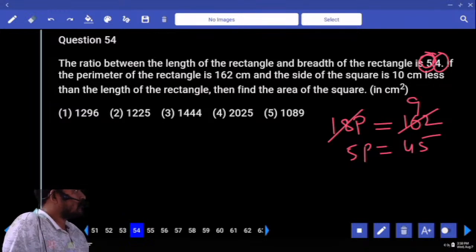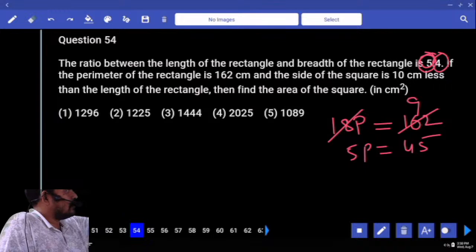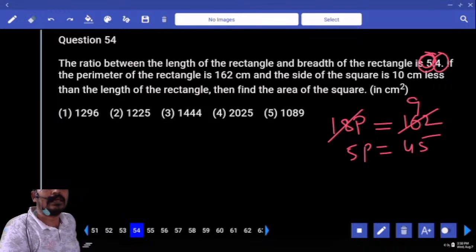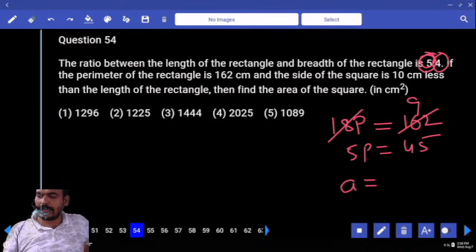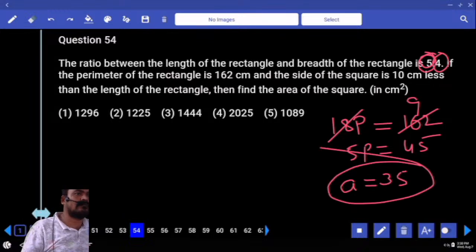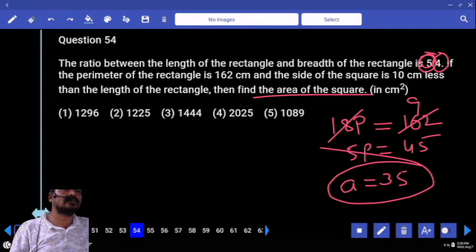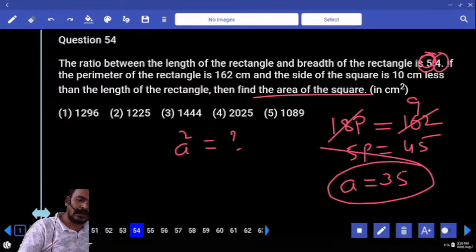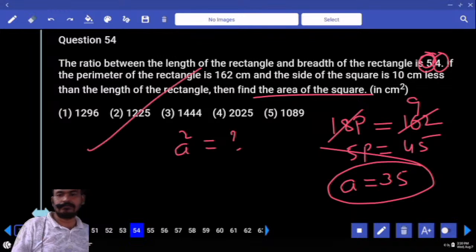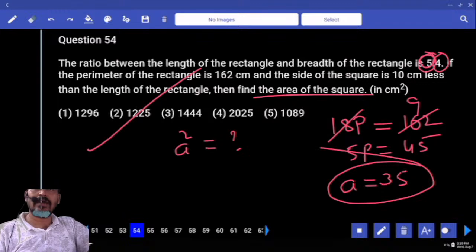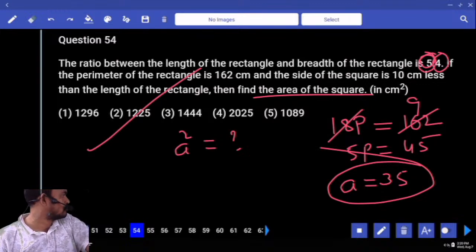But the side of the square compared to the length of the rectangle, is it 10 less or 10 more? 10 less. So the side of the square is A. What is the A value? 35. But which one is required? Area of the square. Is A squared or A required? A squared. What is the answer? 1225. What is the A value? 35. Then A squared? 35 squared is 1225.